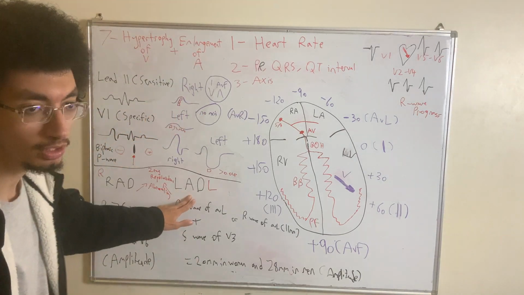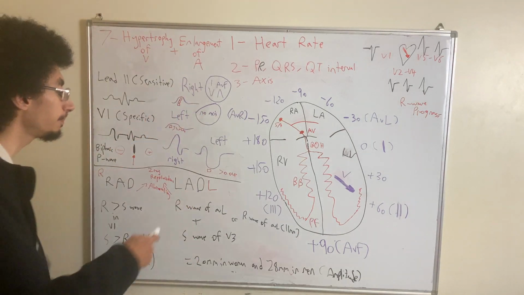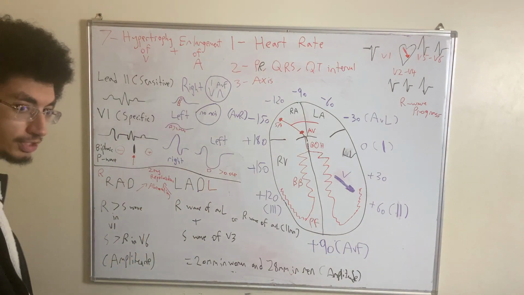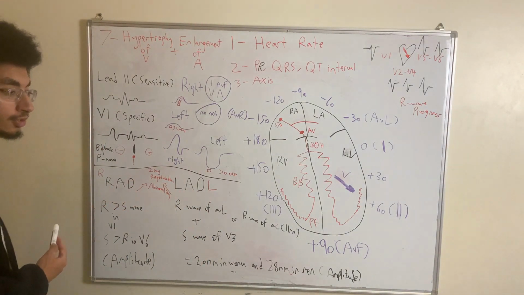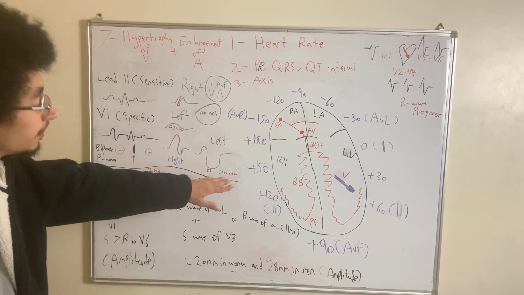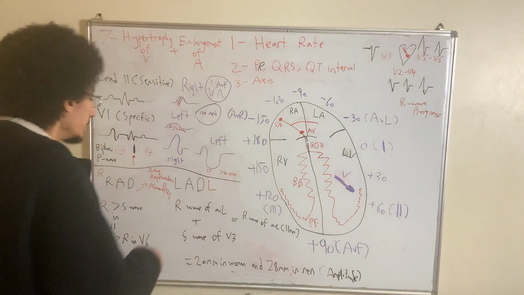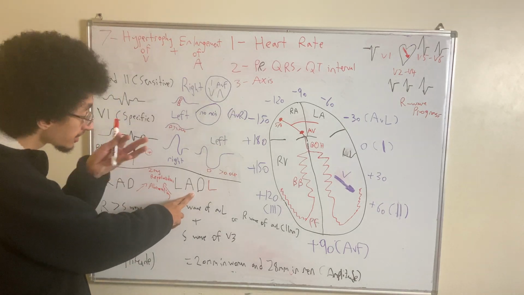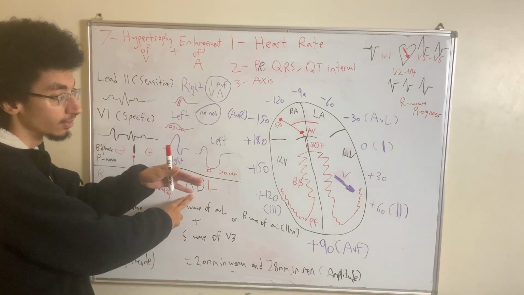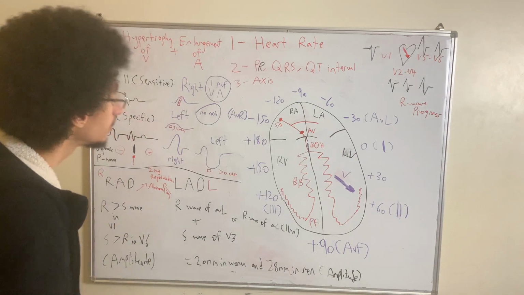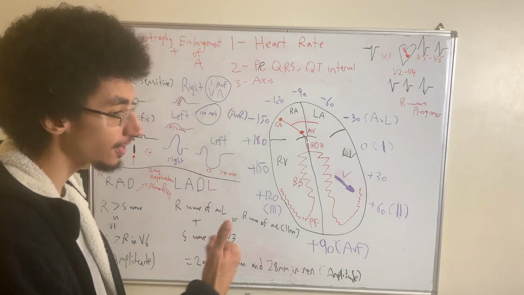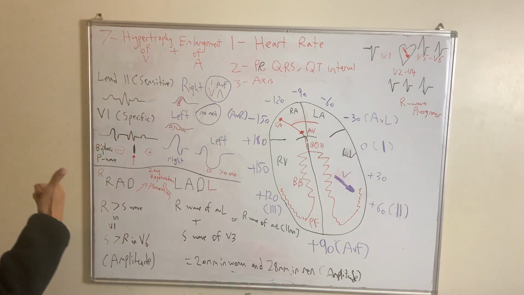But it's not to be reliable. This finding might not be reliable for left ventricular hypertrophy as compared to right ventricular hypertrophy regarding axis deviation, because the left ventricle is already dominant for a reason. So it's another sign, but it's not as helpful. But regardless, to keep it simple, left axis deviation is another sign of left ventricular hypertrophy.